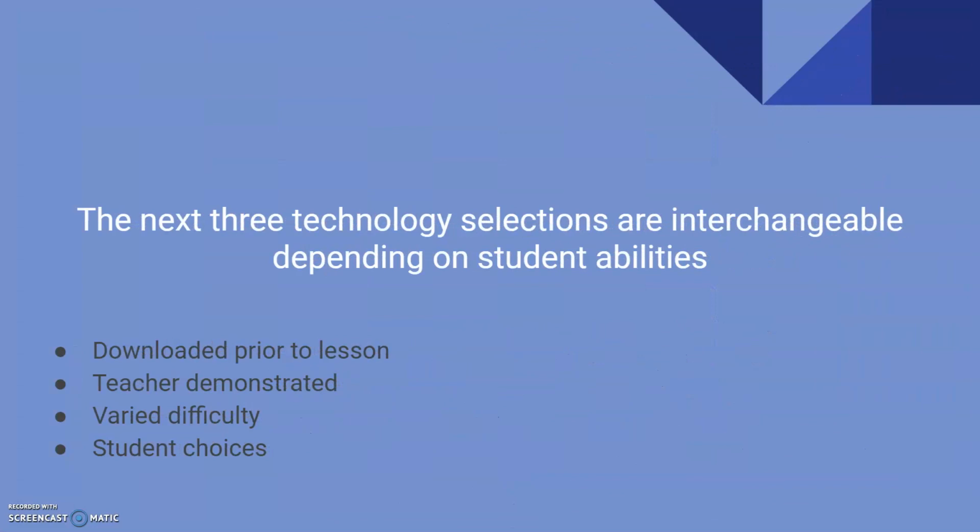Next, they can choose one of the apps or websites I will demonstrate for them. The apps will be downloaded to their iPads prior to the lesson, and a QR code will be available if the students want to use their iPhones. I will also give the link to the website. These have a variety of difficulties and are interchangeable depending on the student's abilities. The student will choose which app they will want to be assessed for.